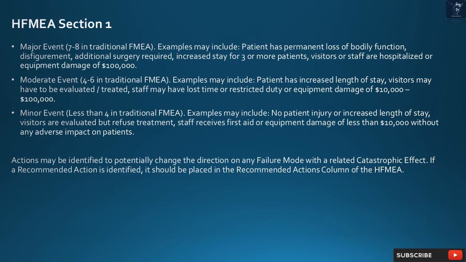Moderate event, 4 to 6 in traditional FMEA. Examples may include patient has increased length of stay, visitors may have to be evaluated/treated, staff may have lost time or restricted duty, or equipment damage of $10,000 to $100,000. Minor event, less than 4 in traditional FMEA. Examples may include no patient injury or increased length of stay, visitors are evaluated but refuse treatment, staff receives first aid or equipment damage of less than $10,000 without any adverse impact on patients.